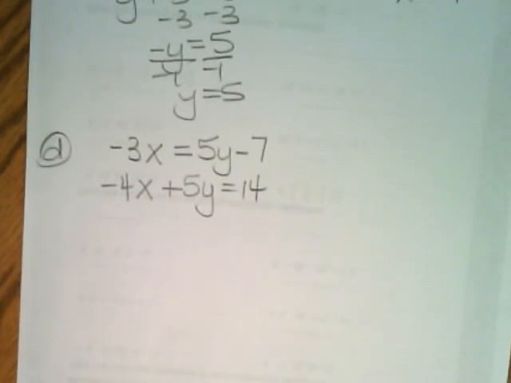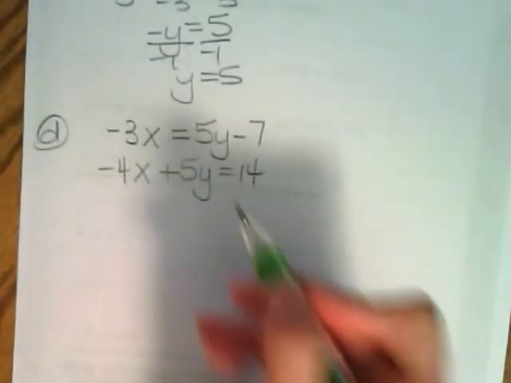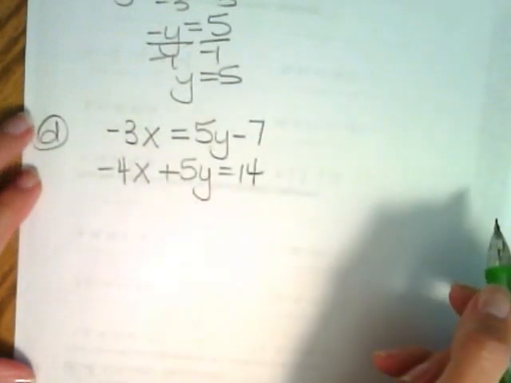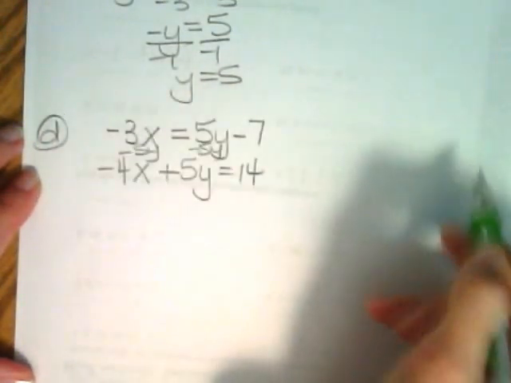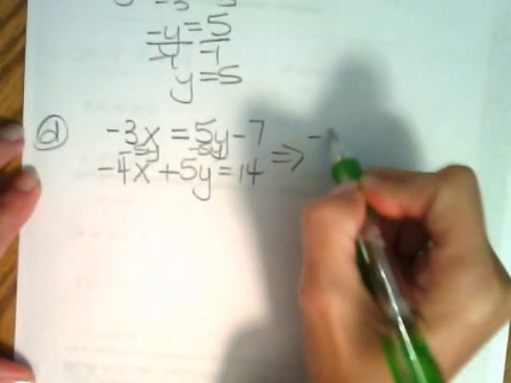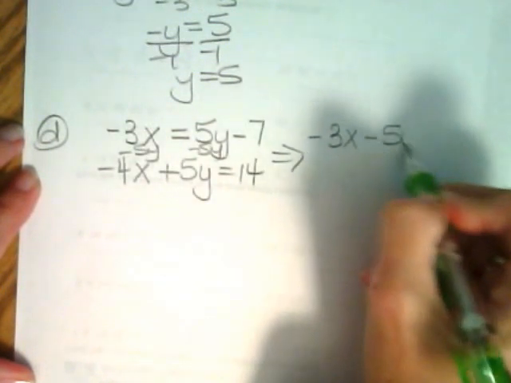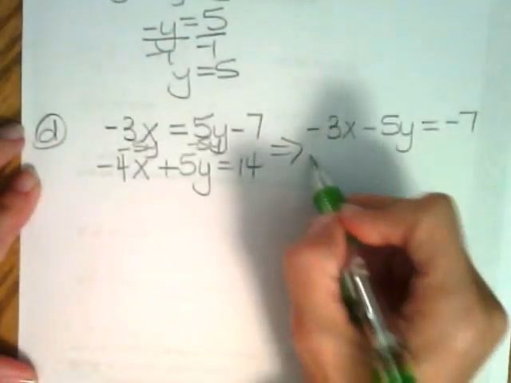Okay, so here we have, it's not in standard form. So you're thinking, well, I'm solved for x, so I can just substitute. No, because then you wind up with a fraction. You need to rewrite this top one and put it in standard form. So move 5y over. So that gives you negative 3x minus 5y is equal to a negative 7. Rewrite this.